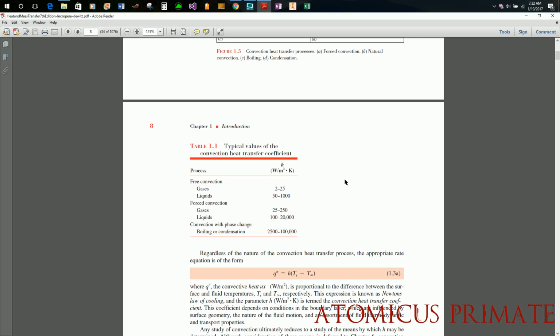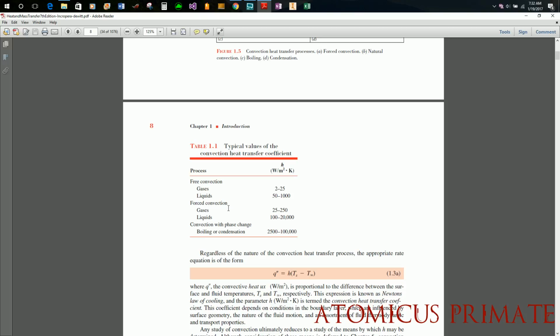They give in Table 1.1 typical values of the convection heat transfer coefficient h for different processes, starting with the smallest and going to the biggest values of h. The smallest would be free convection, and then forced convection, and then convection with phase change, which is huge numbers. Free convection: 2 to 25 for gases, 50 to 1,000 for liquids. For forced convection, it was 25 to 250 for gases, and 100 to 20,000 for liquids. Wow, okay, these are big jumps.